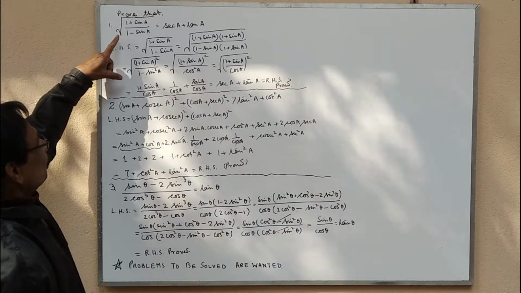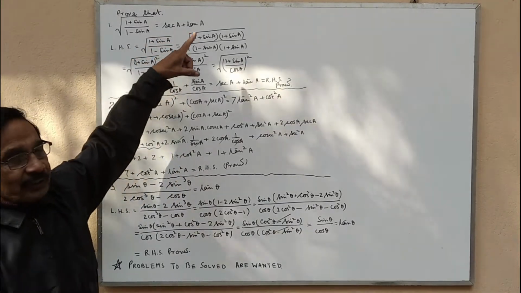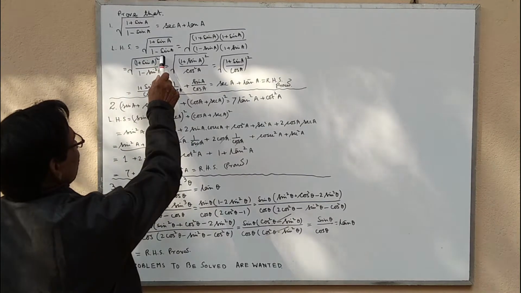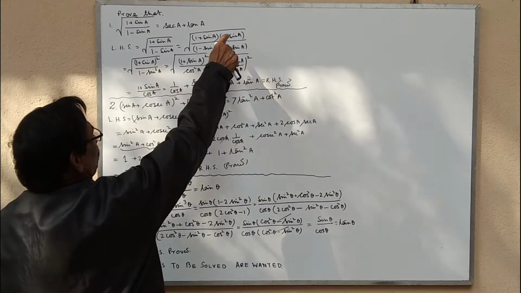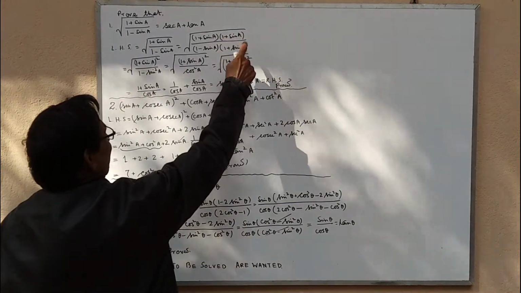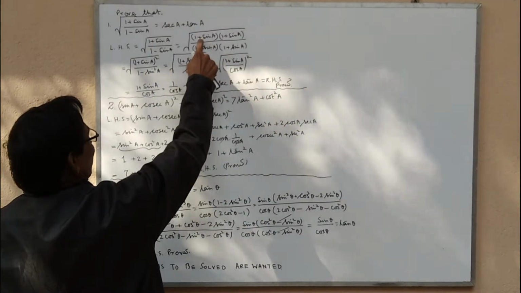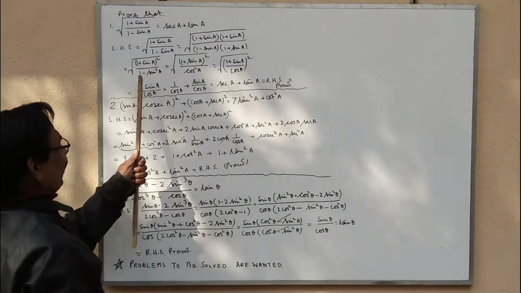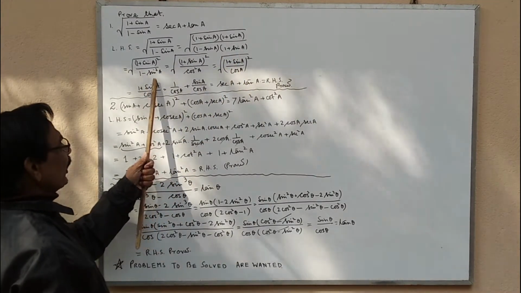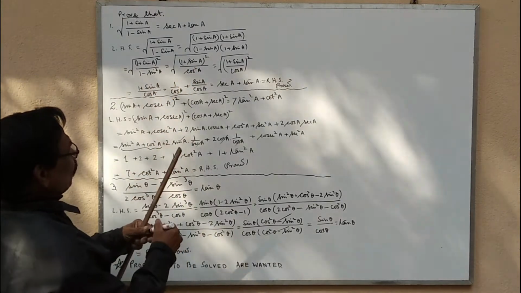Prove that root over of (1 plus sin a) by (1 minus sin a) equals sec a plus tan a. Left hand side: multiplying the numerator and the denominator with 1 plus sin a, the numerator becomes (1 plus sin a) whole square, and the denominator becomes (1 plus sin a)(1 minus sin a), which is 1 minus sin square a. This is 1 minus sin square a, equal to cos square a.